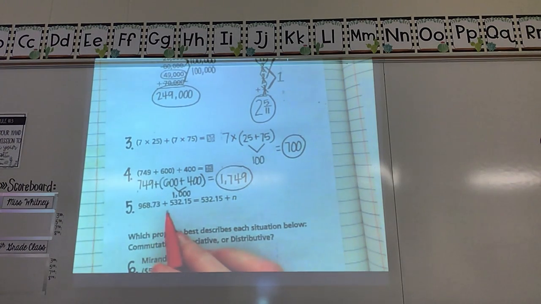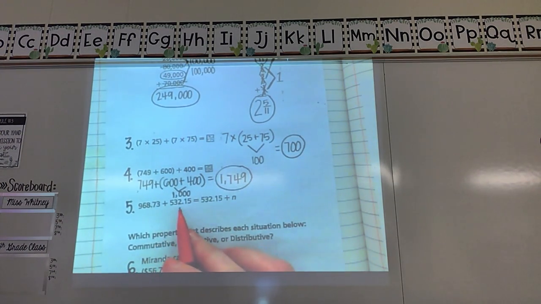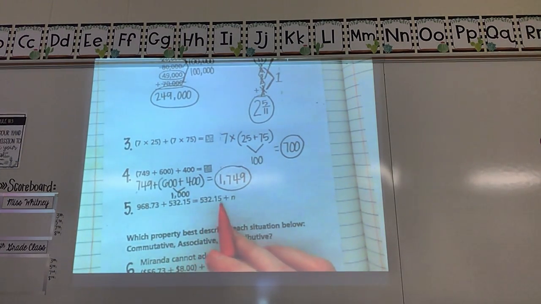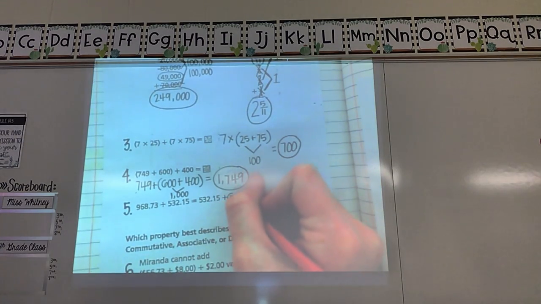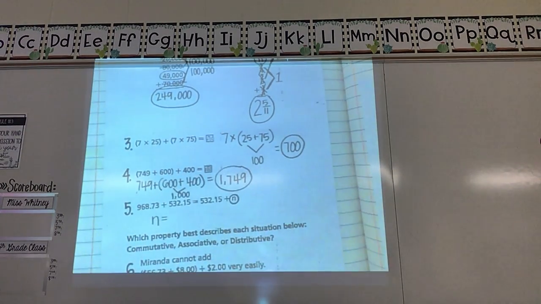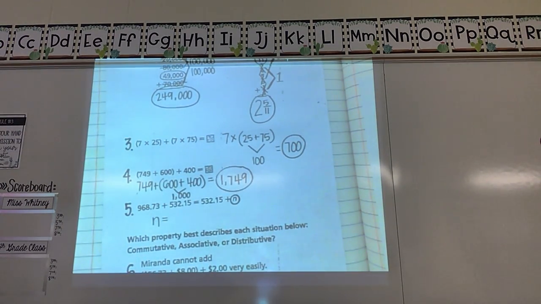968.73 plus 532.15 equals 532.15 plus n. What number would need to go in place of n to make this true? Hint, hint, there is no math involved here. You do not need to do a single bit of math. You just have to look with your eyeballs.